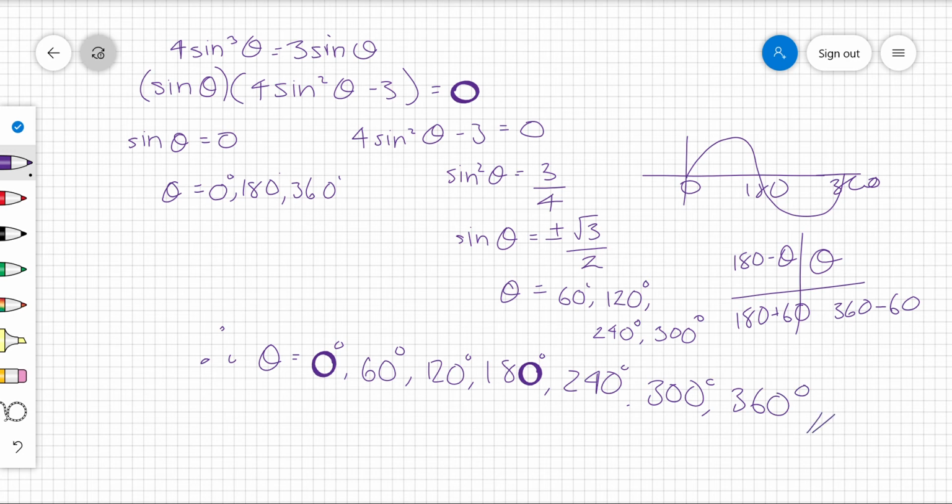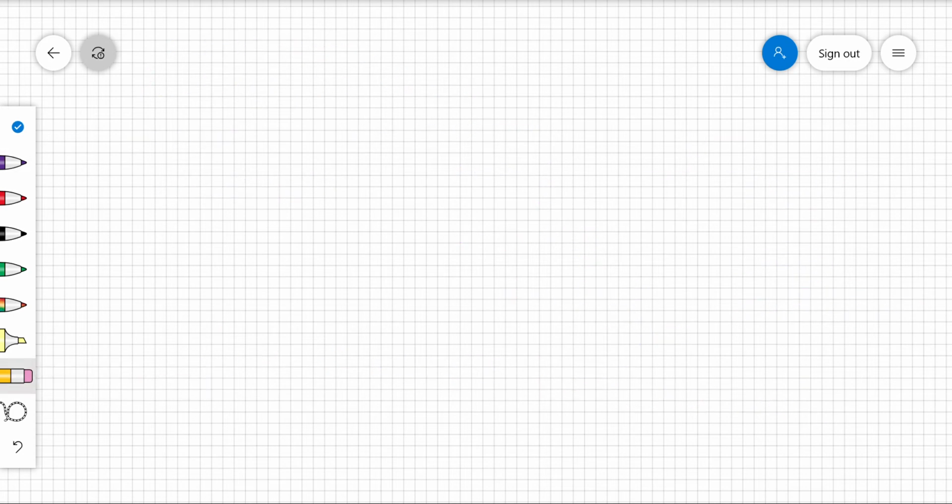All right, so let's look at a different quadratic one. I can't even say it. No, I don't know how to do it. Okay, so if I go clear canvas, there we go.